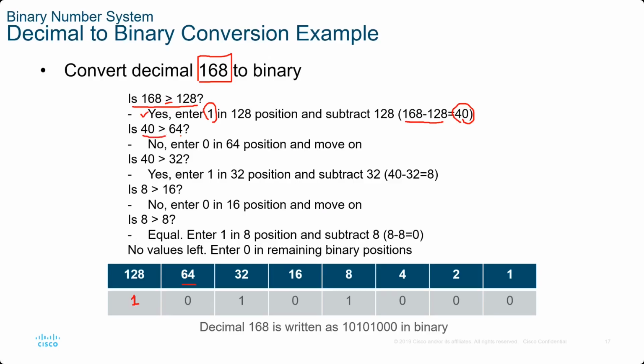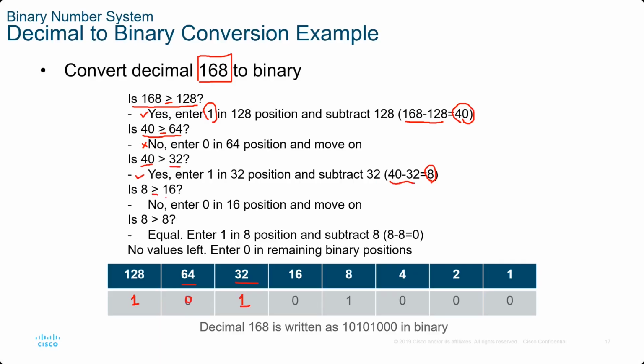Is 40 greater than or equal to 64? If it's a no, then you put a 0 here and move on. Next is 32. Is 40 greater than or equal to 32? Which is a yes. If it's a yes, simply put a 1 here and then subtract 32 from 40, which gives you 8. And start the same process for the next position for number 8.